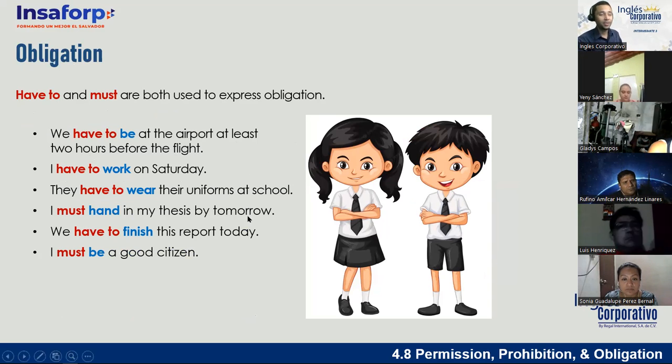I must hand in my thesis by tomorrow. I have to finish this report today. It's an obligation. I don't have an option. I must be a good citizen. If I'm not a good citizen, then I go to jail. So that's the idea. You use have to and must to express obligation, something that is obligatory or necessary, absolutely necessary.